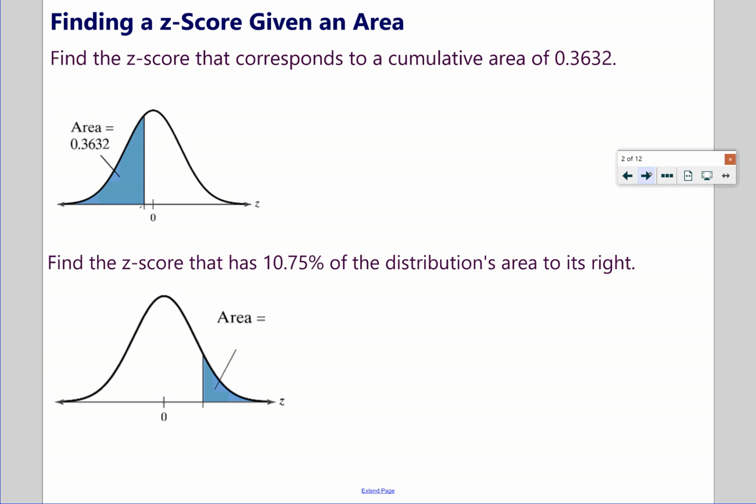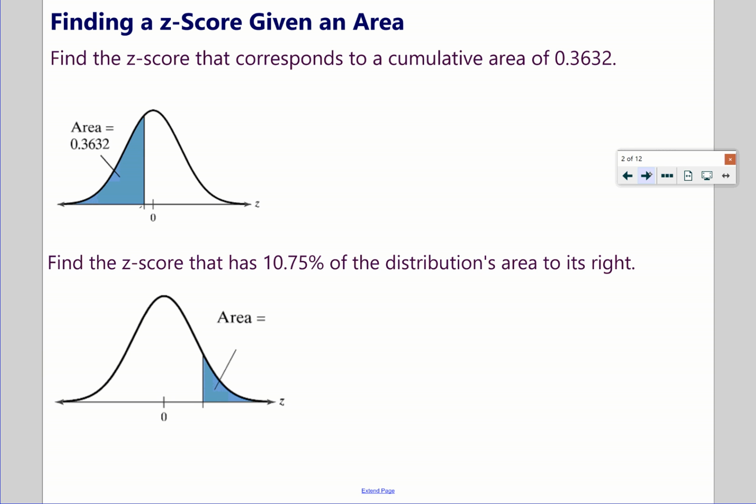Today, we're working backwards. So you're going to be given the area, which is the number in the chart, and then you're going to find the corresponding z-value that would give you that area to the left or to the right, respectively. All right, so we'll do this first couple together. The first one has an area to the left of 0.3632.